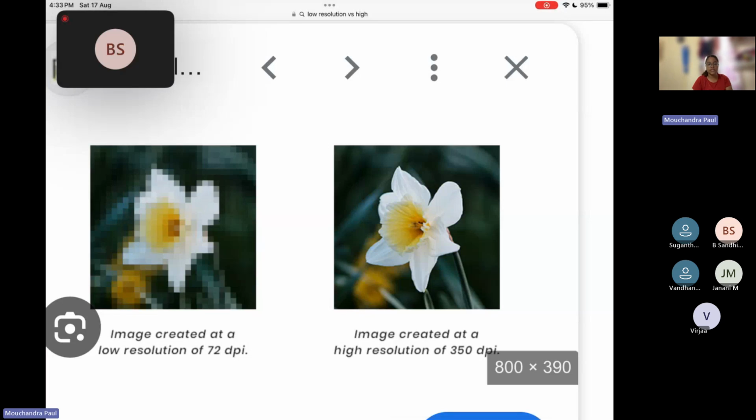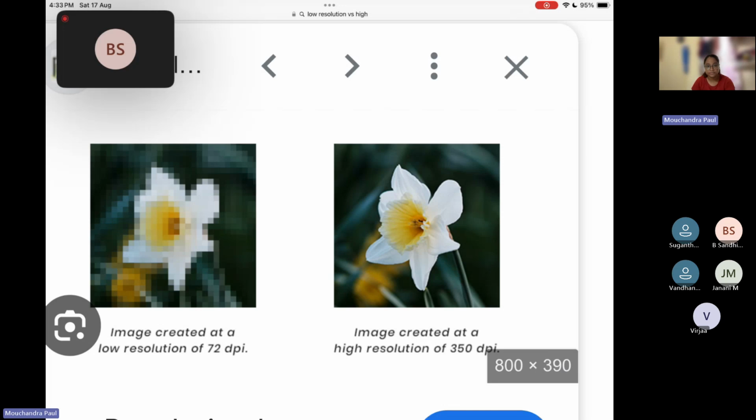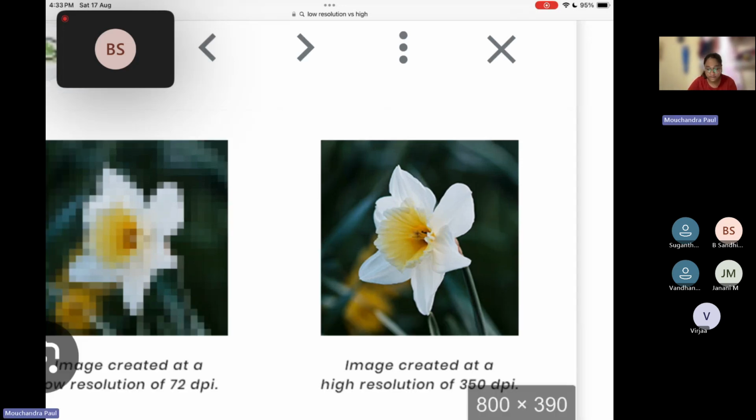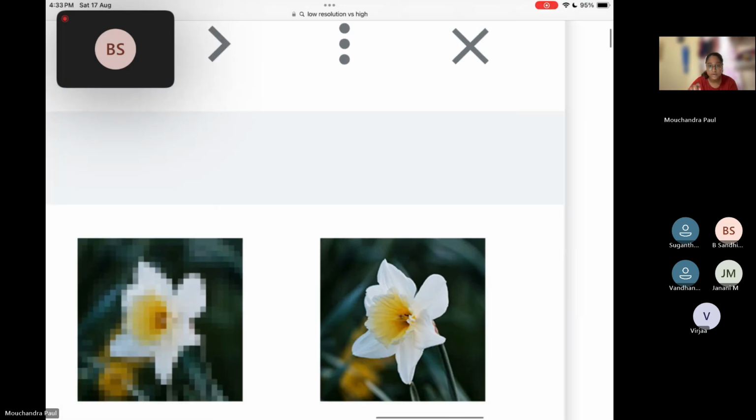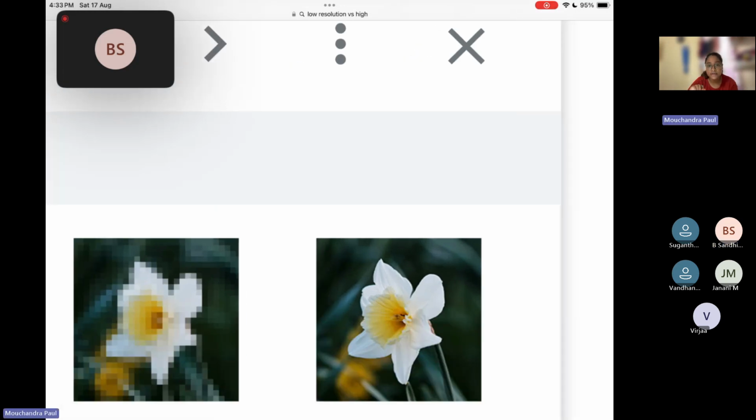Now can you guys see my screen? I've shown you two images here. This first is image A, this is image B. Which among the two is better? Like which among the two is a better image? A or B? Option B.